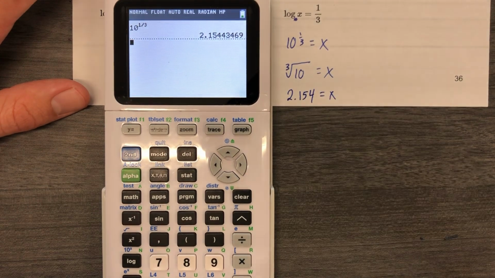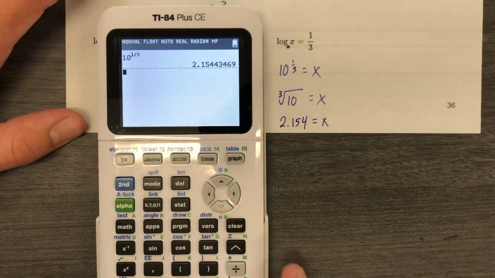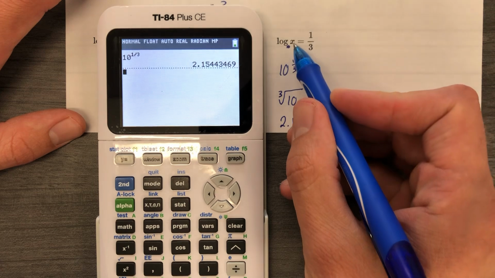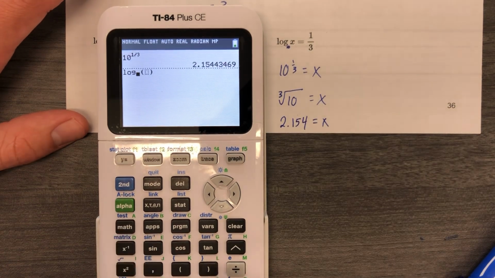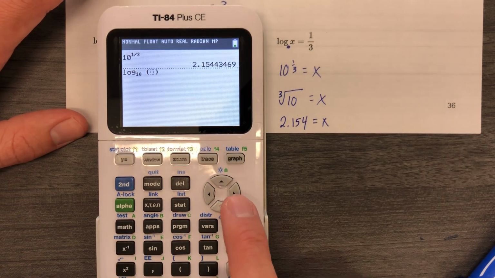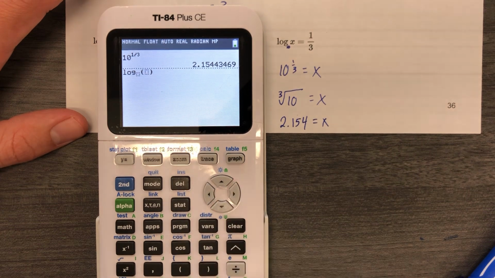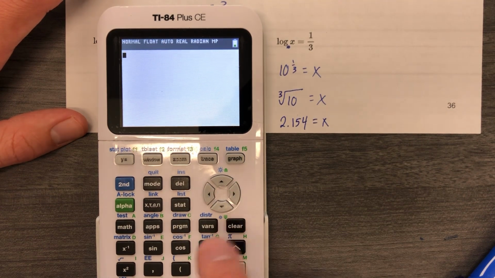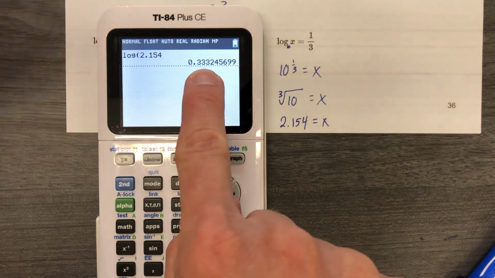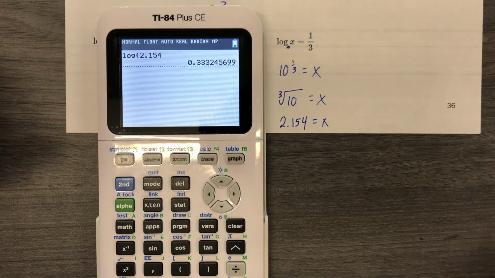2.154. There we go. By the way, if you checked your answer on this one, if you wanted to plug 2.154 in right there, you won't get 1/3. You'll get something super close to it. Let's do it. Log base 10 of 2.154, and get an error. Here, let's try it again. Log base 10, 2.154. There we go, 0.333, that's a third, but then the whole thing falls apart after that because of the rounding.